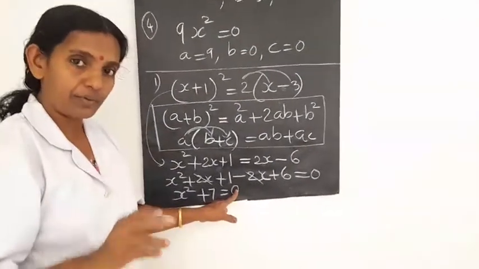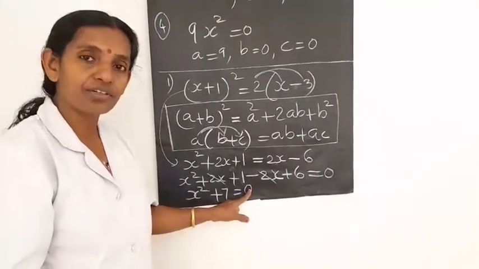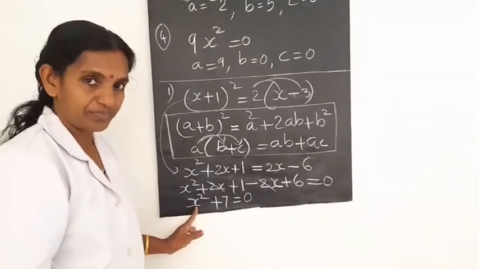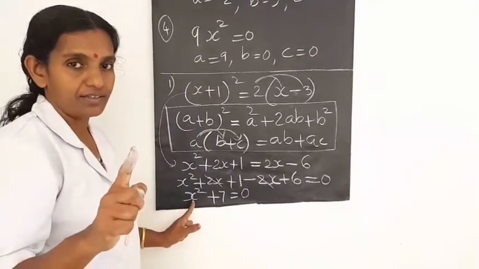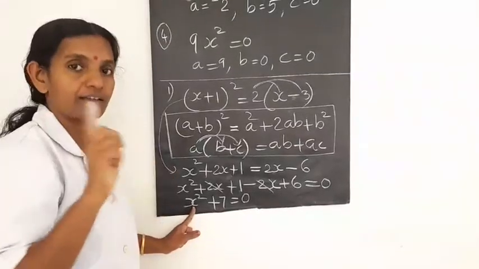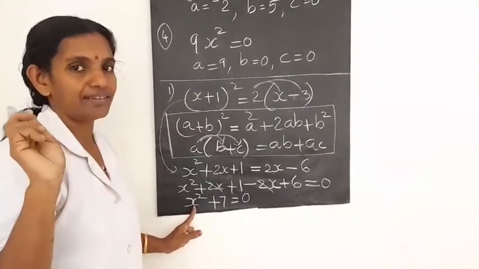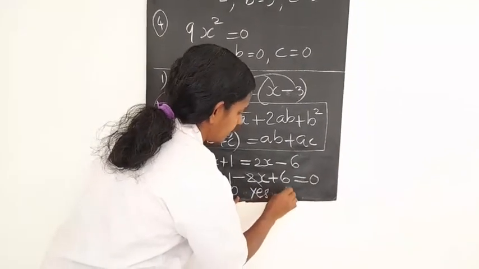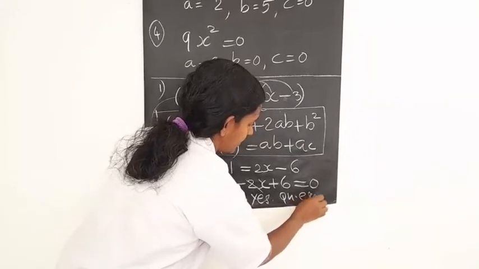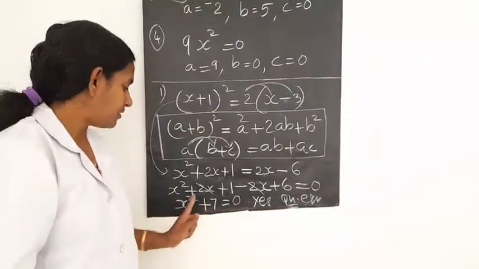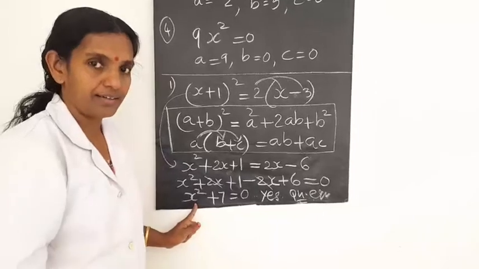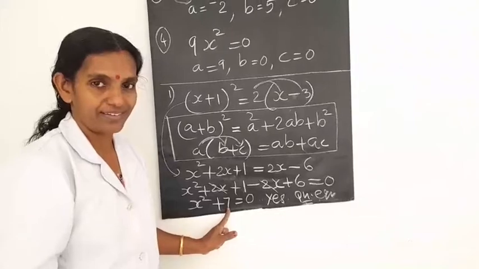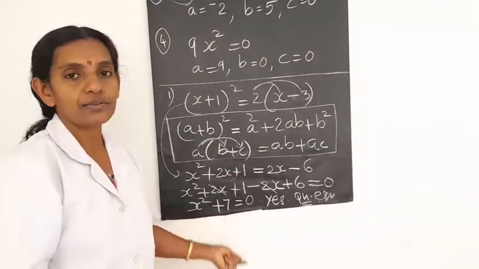Can you say the answer now? Whether it is a quadratic equation or not? Yes, it is a quadratic equation because here the x square term is there. If the x square term is present, the highest power of x is 2 here. Therefore, it is a quadratic equation. Understand? So our answer is yes. The value of a equal to 1, value of b 0, value of c 7. Okay. So such questions also you have to answer.